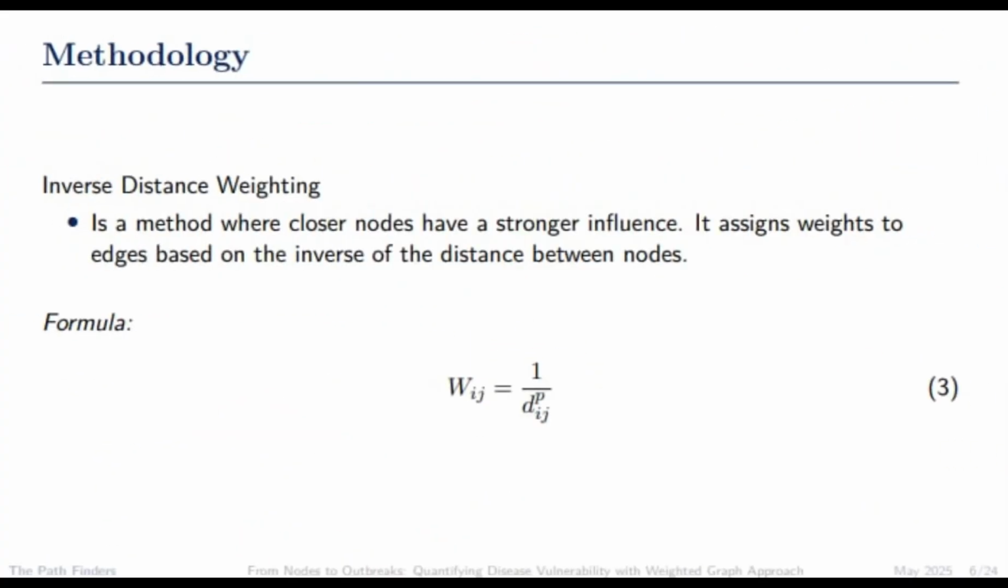Next is inverse distance weighting or IDW. Inverse distance weighting is a method used to determine the strength of influence between two locations based on their distance. Here's the formula. The weight between two points is 1 over the distance raised to the power p, or the distance squared. This formula implies that closer regions have a stronger connection and higher influence on each other.